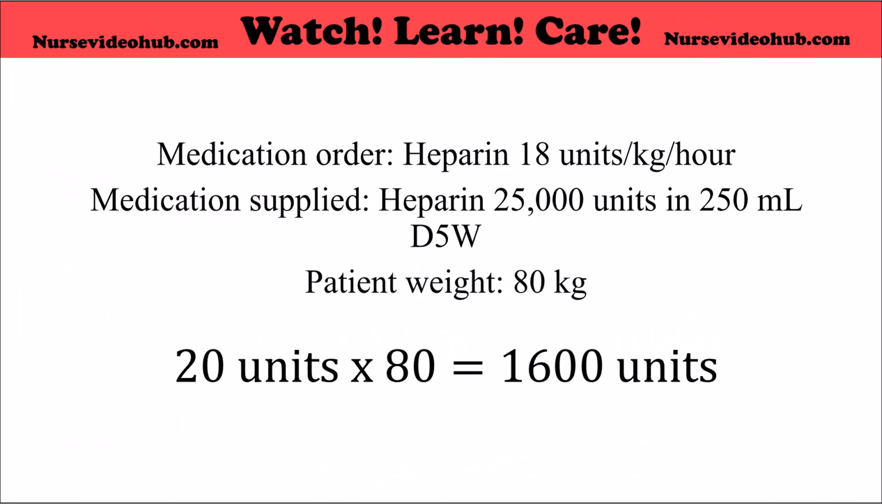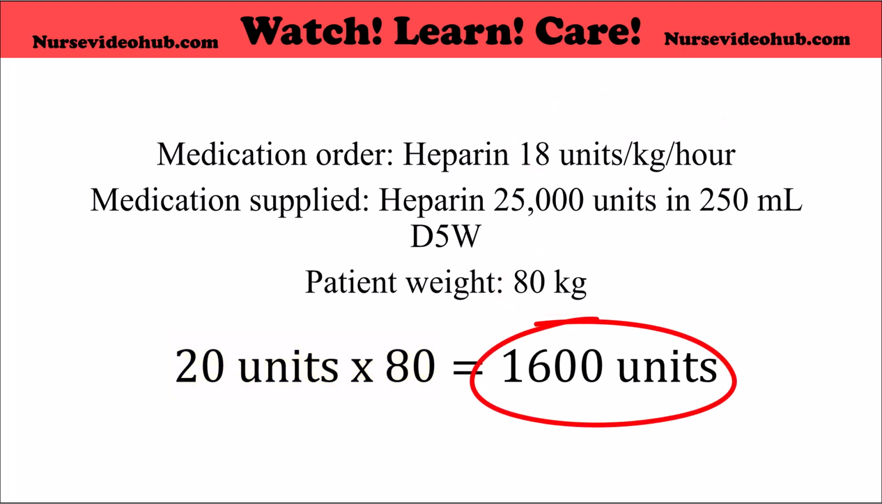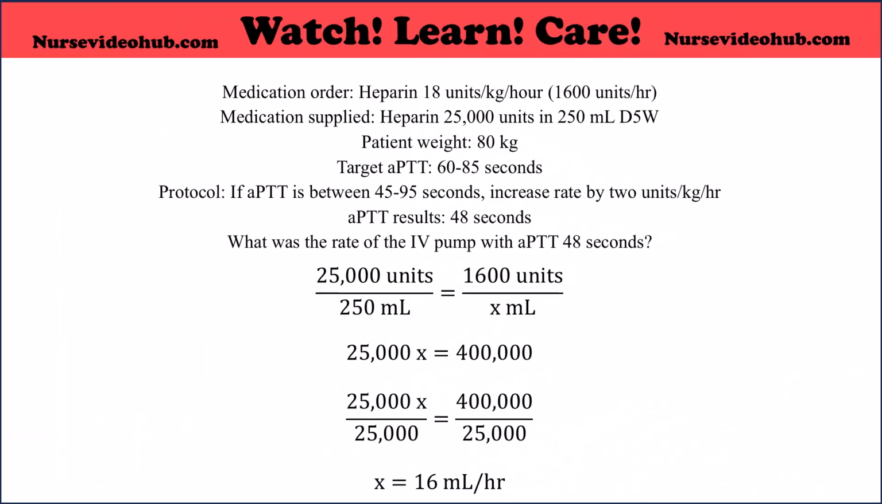Again, calculate the dosage ordered based on the patient's weight of 80 kilograms. The desired or prescribed amount is now 20 units per kilogram, so multiply 20 times 80 kilograms to get a desired dose of 1,600 units per hour. Now you can solve the problem. Set up your proportion. The first ratio is the medication supplied, 25,000 units per 250 milliliters. The second ratio is the desired dose, 1,600 units per X mL.